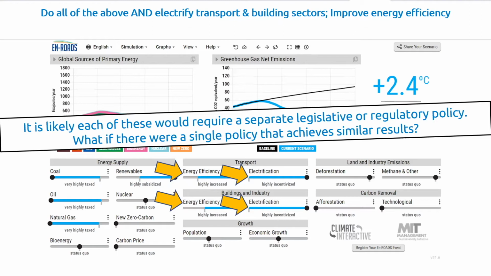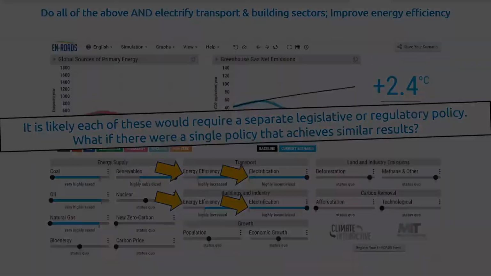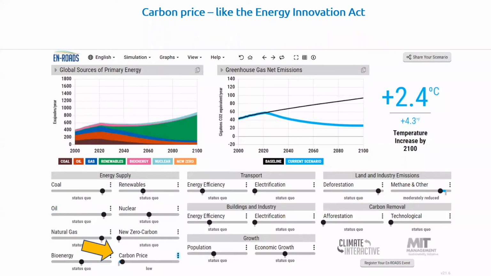So is there a single policy that would catalyze this transition to a low carbon economy and actually achieve similar results? And the answer is yes. If you were to put a price on carbon, like the Energy Innovation and Carbon Dividends Act, you would actually reduce emissions an equivalent amount, and our average global temperature increase would get down to 2.4 degrees, just with instituting a carbon price like the Energy Innovation Act.